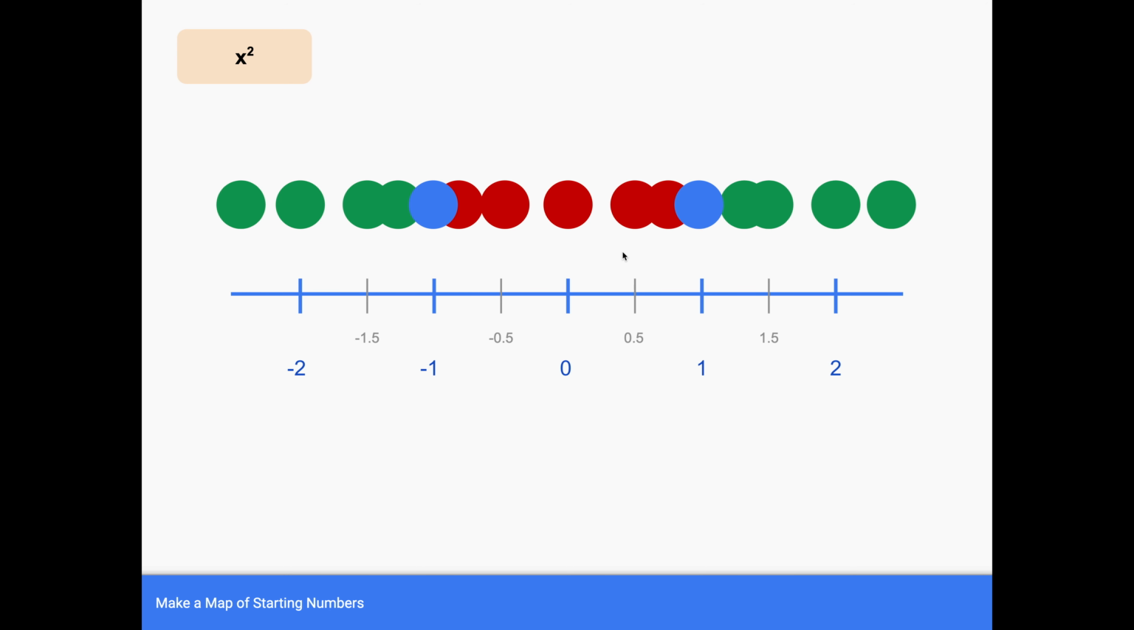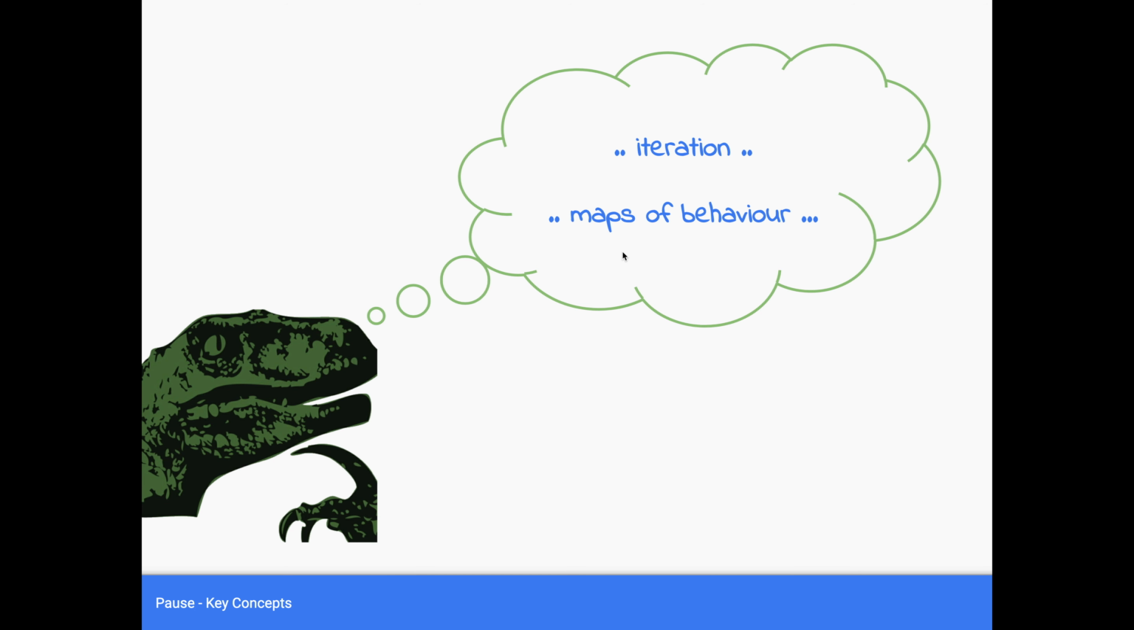So this idea of making a map to show how different regions behave, that's important, and we'll carry that idea to drawing the Mandelbrot fractal. In fact, the Mandelbrot fractal is this kind of map. So the important idea there was this idea of iteration or feedback and maps of behaviour.